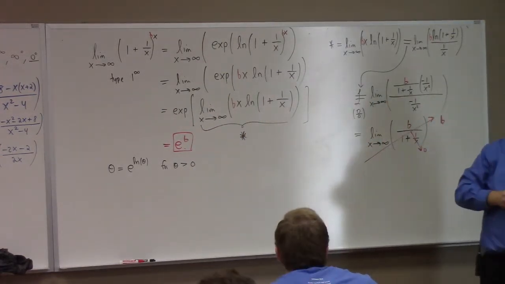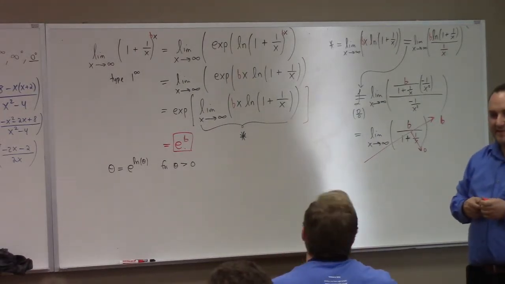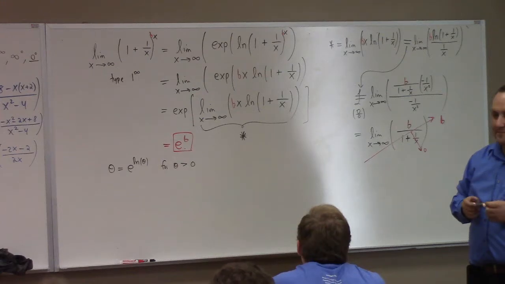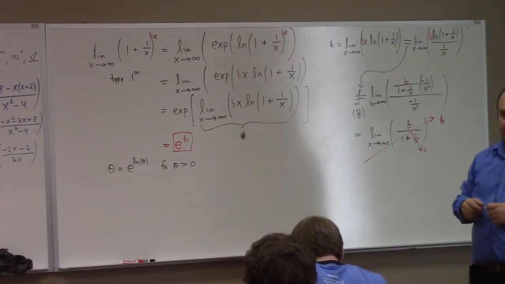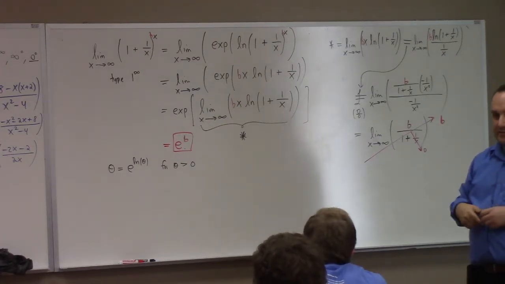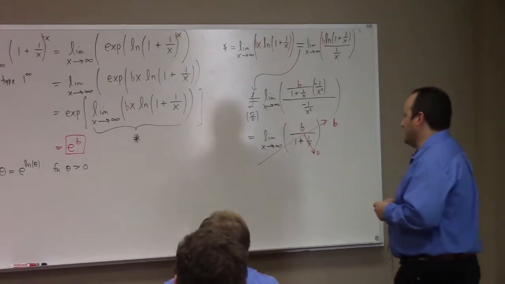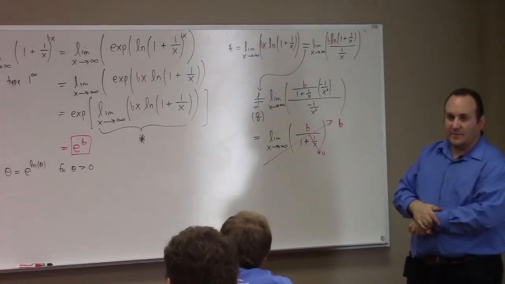So this limit defines the exponential function with argument b. This formula comes up in the study of compounding interest. It's another way people discovered the exponential function in terms of compounding interest. But anyway, for us, it's our first and most important example of a type 1 to the infinity limit.